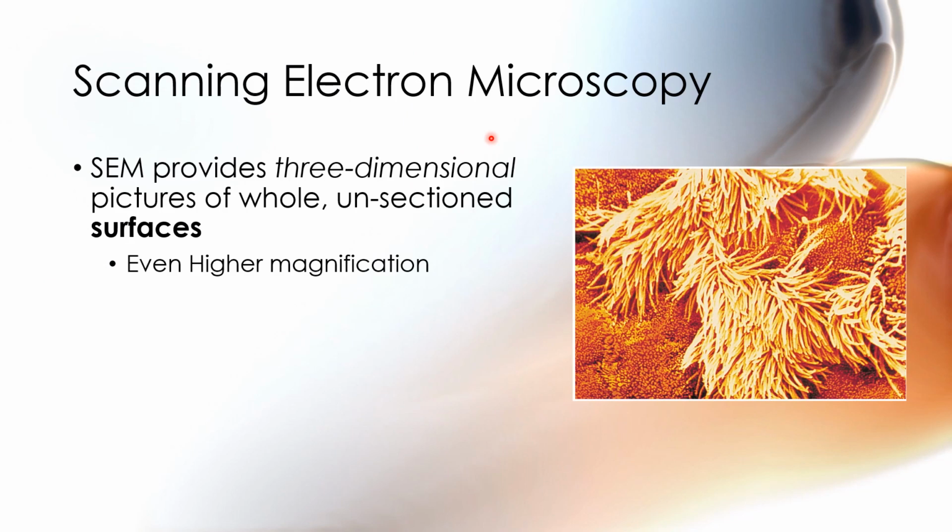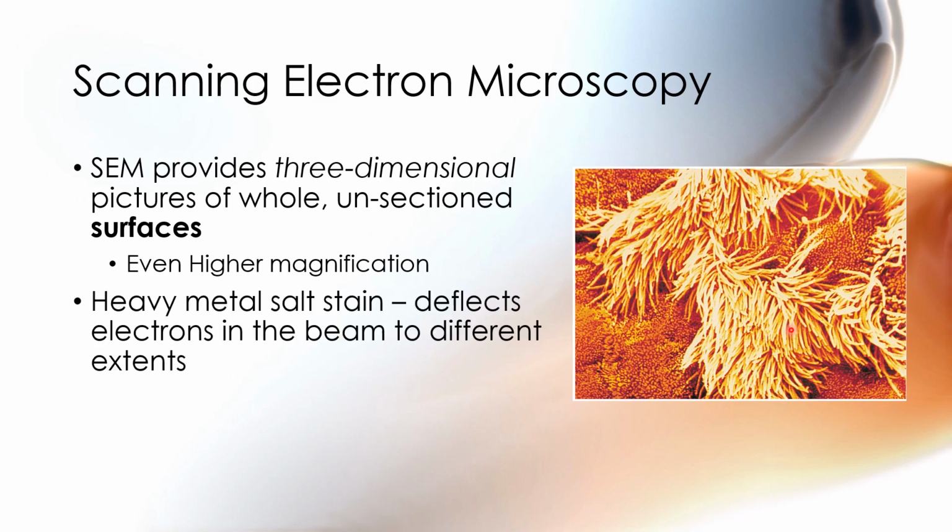So the last way we can look at tissues is scanning electron microscopy. So this is the highest magnification. So you're actually looking at a three-dimensional picture of a whole unsectioned surface. So again, this is those little frillies that were at the top of the last two slides, but you can actually see the three-dimensional detail of that cilia. So that cilia we'll learn about when we talk about epithelial tissue, but it's like these little hairs that sit on the top of the cells. And so you can really get a high magnification image with this scanning electron microscopy.